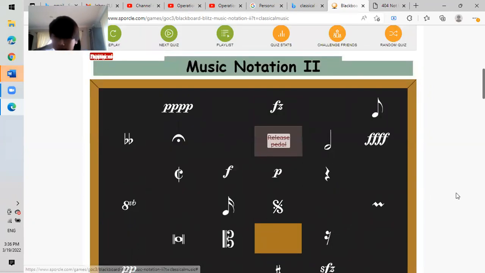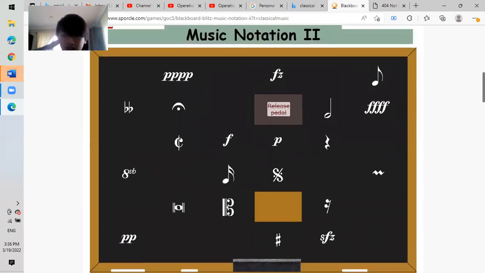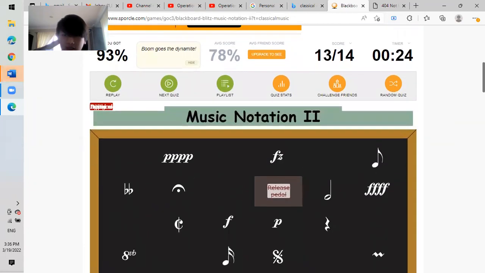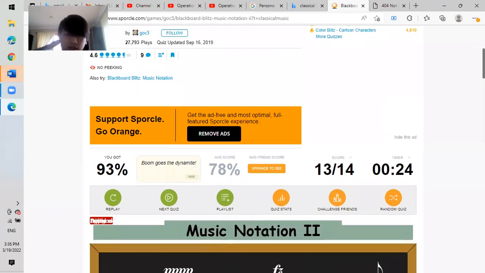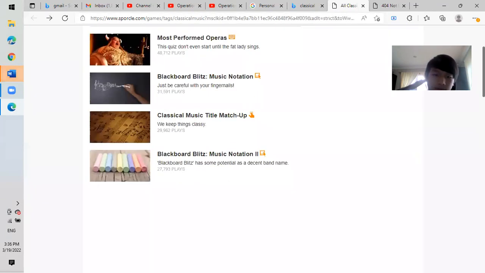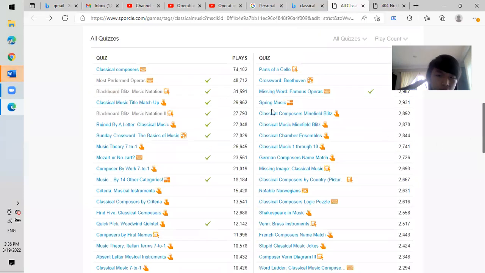Okay, so I got one wrong. This one's like the same level. It's not that hard. So yeah, I messed up on one. So I got 93%, 78% average score. Okay then. Let's see, classical composers.